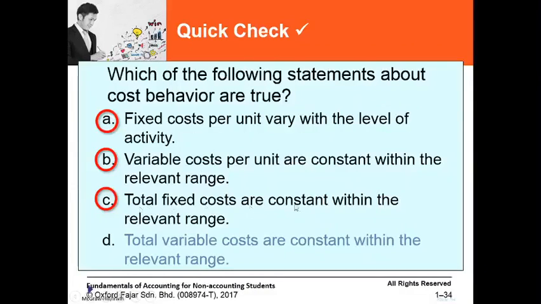The total fixed costs are constant within the relevant range, which is true from what we have seen in the slide before this. And total variable costs are constant within the relevant range? No, unless it is step variable costs. Only step variable costs are constant within the relevant range. For total variable cost, it should increase if the activity level increases.